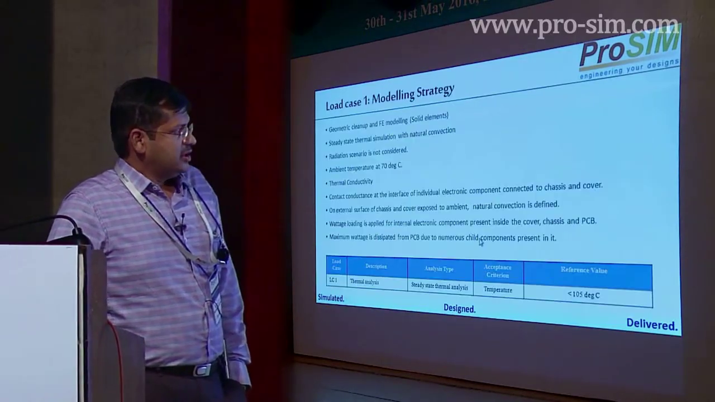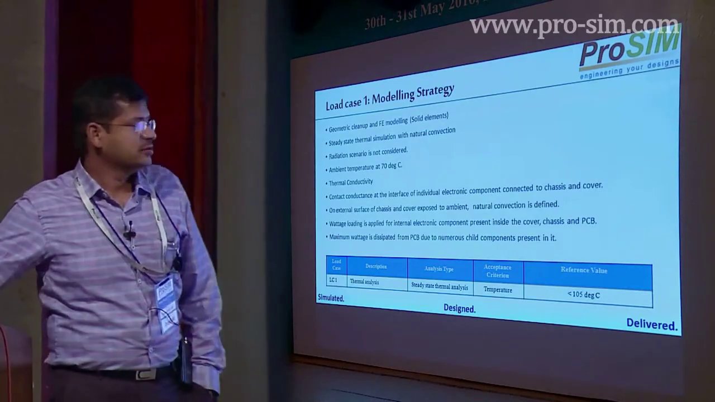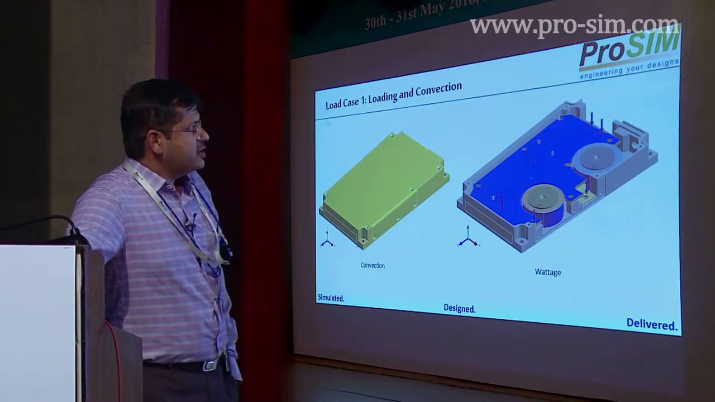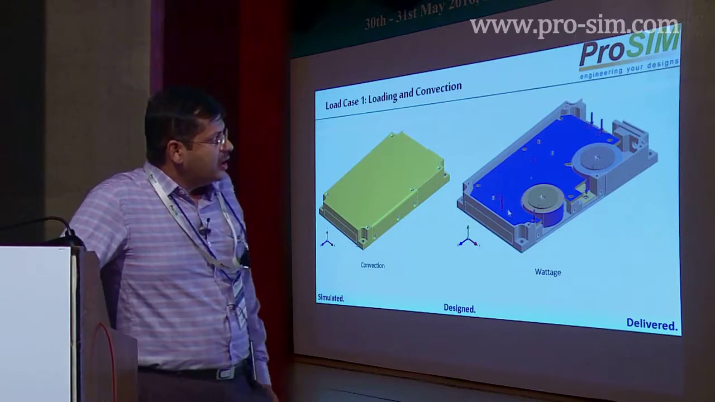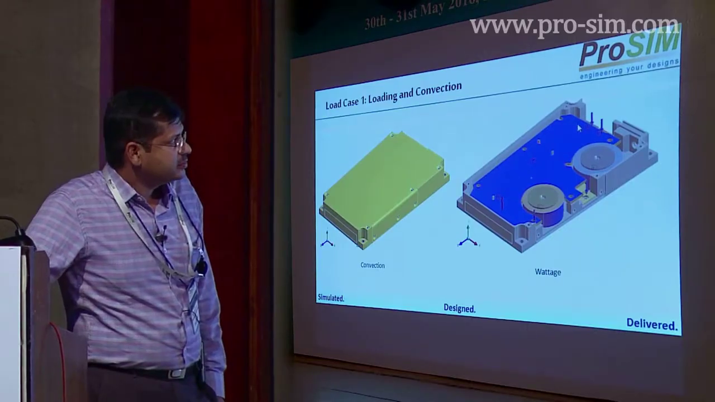The target is less than 105 degrees centigrade. Convection is applied all across the exterior surfaces, and the wattage loading is applied on the typical PCB heat-generating units as indicated.